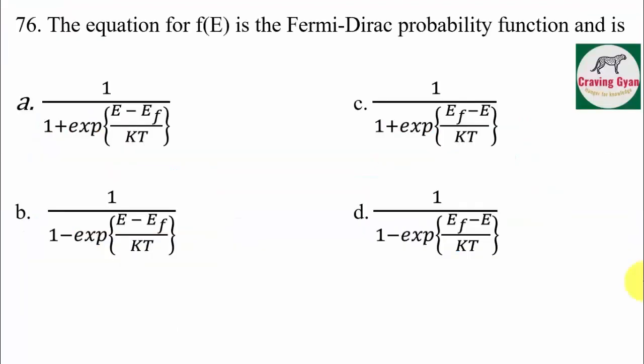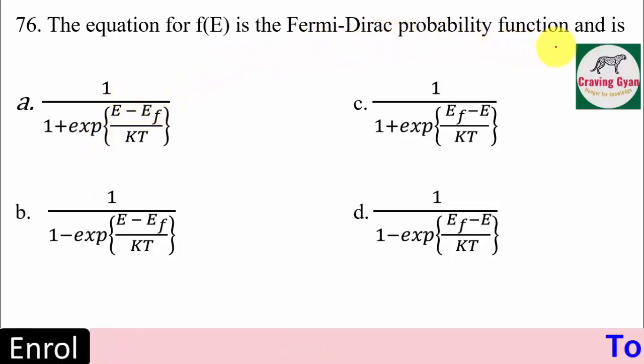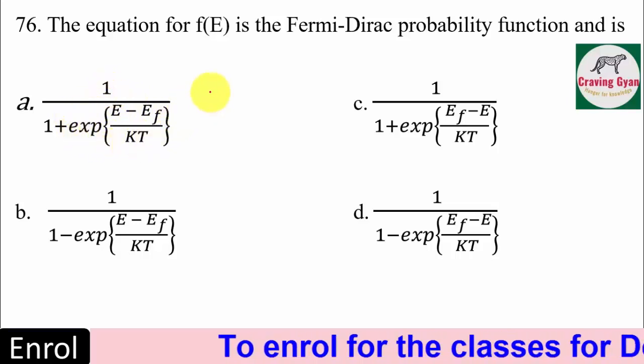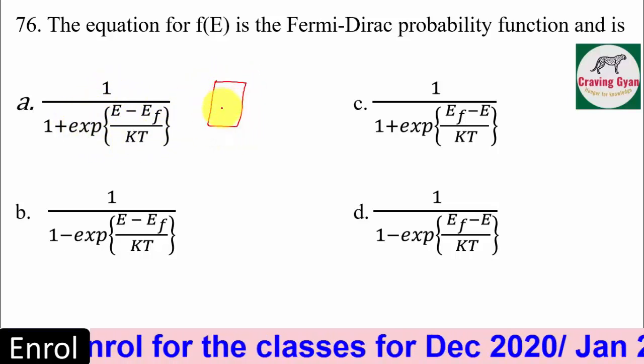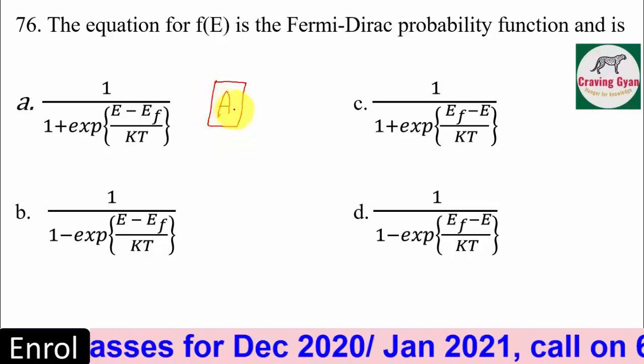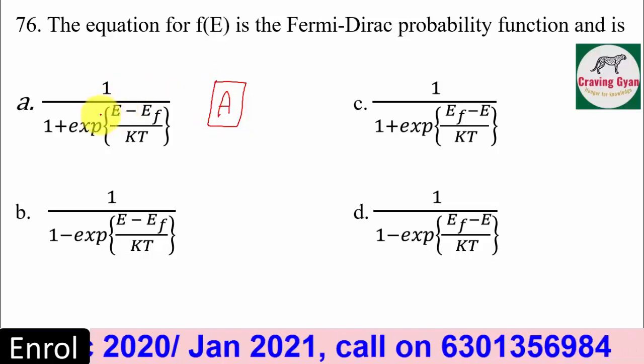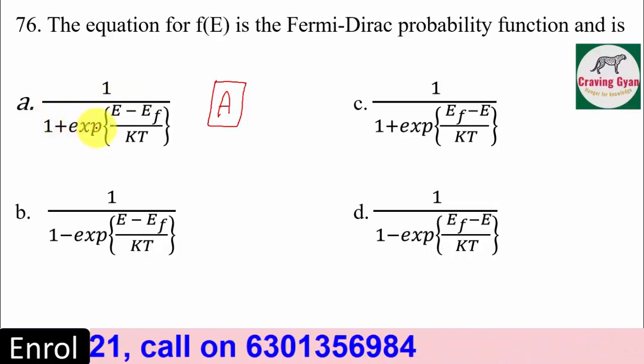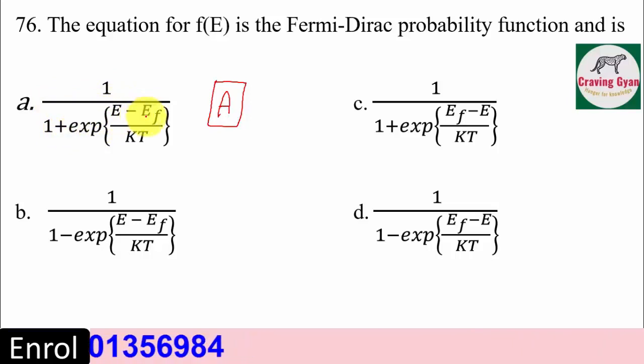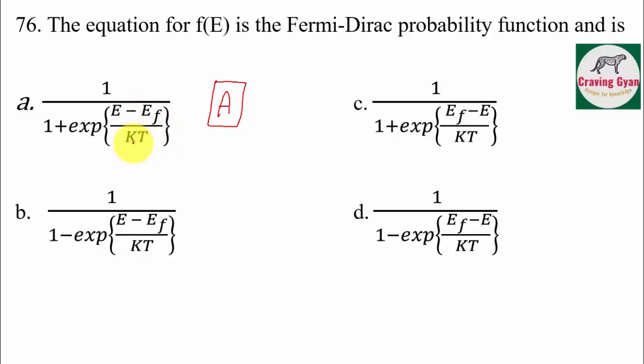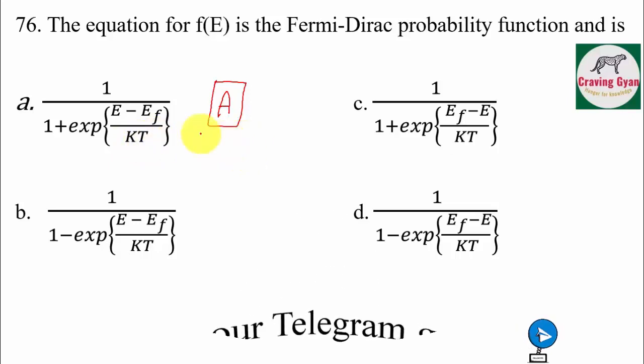Moving on to the 76th question, what they have given is the equation for f of E, the Fermi-Dirac probability function, defined as 1 divided by 1 plus exponent of (E minus EF) divided by kT. So the suitable option is option A. Many textbooks express this as 1 divided by 1 plus exponent of minus (EF minus E) divided by kT, where EF is the Fermi level, k is the Boltzmann constant, and T is the absolute temperature expressed in degrees Kelvin. So option A is correct.